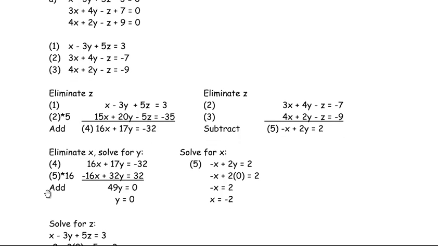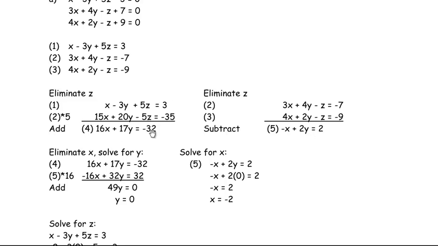And so opposites add to 0, so we add here. 17y and 32y is 49y, and negative 32 and 32 add to 0. And so I would divide by 49 both sides to get y is 0. And as soon as you know a coordinate, then you can start solving to find other values. I know y, so I now can find x and then z. And why I'm doing x next here is because these two equations, I can use either one. If I know y, I can find x.